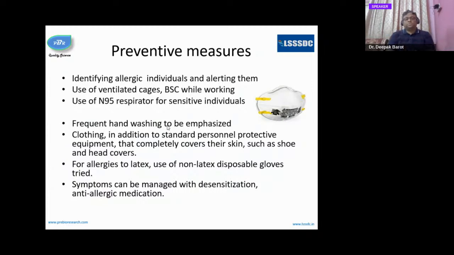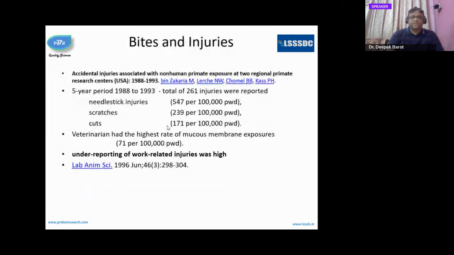In colleges, many a time I see people don't even wear aprons and gloves, and they just go and handle the animals. Please don't do that. I see many colleges maintain all the personal protective wear, and then they handle the animals. You should do that. For latex allergies, you can use non-latex disposable gloves. And if you have any symptoms, you can always immediately go for some medication. So these are the preventive measures.